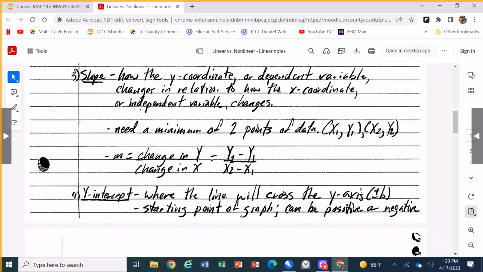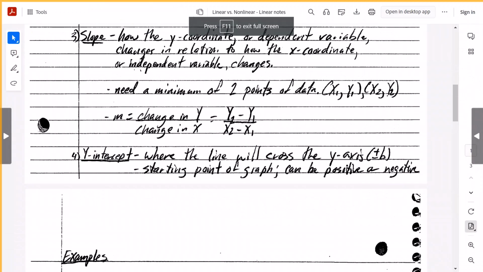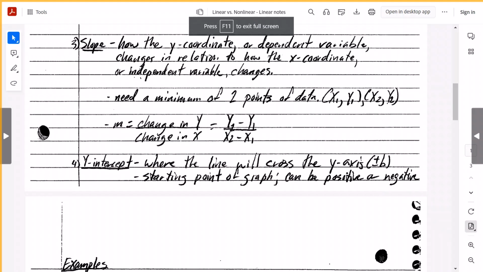So slope is how the y-coordinate, or the dependent variable, changes in relation to how the x-coordinate, or the independent variable, changes. So like we said a while ago, to draw a line, you need a minimum of 2 points. Well, to find slope, you also need a minimum of 2 points. So that's not a coincidence, right? You have to have a minimum of 2 points to make a slope, and you can't make a line without the slope.